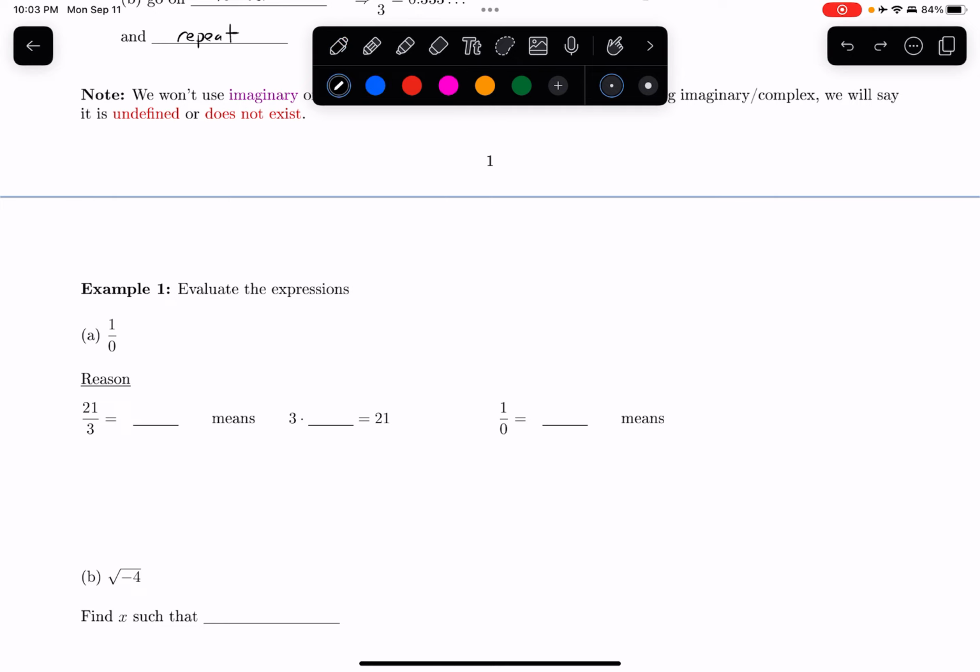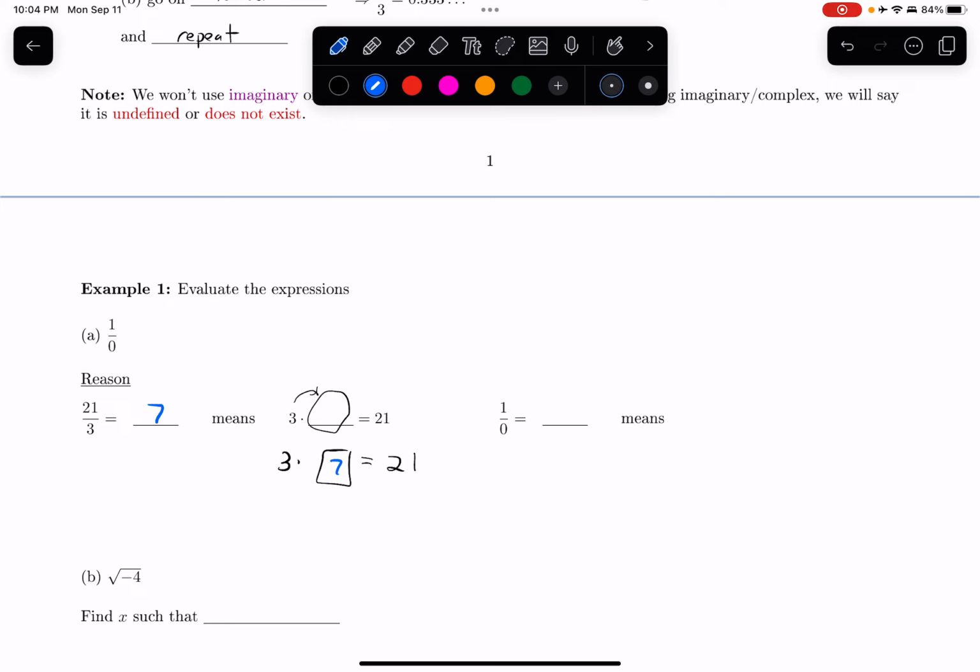What it means is we want to figure out a number that when you multiply by 3, it equals 21. In other words, how many times does 3 go into 21? So what is that number you'd multiply 3 by to get 21? Well, it's 7. And that's why 21 divided by 3 is 7.